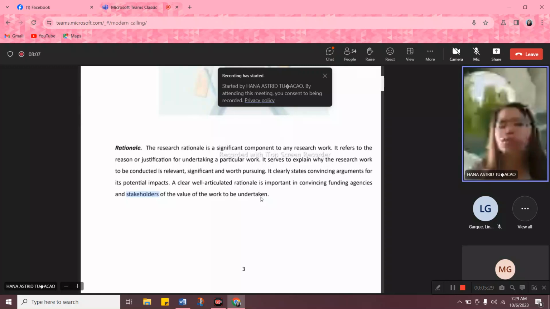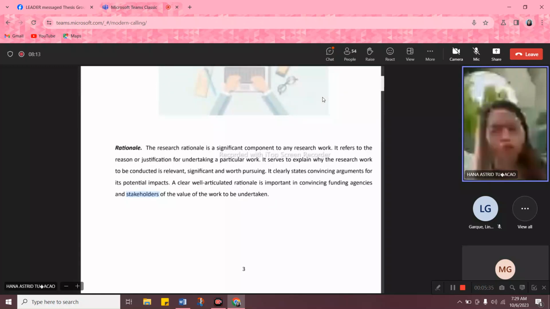So for this case, since we're not asking for contribution or funding from external stakeholders and agencies, then what is the purpose of your rationale? The purpose of your rationale is to convince the panelists. No? Murag ato ang funding agency and stakeholders are the panelists. If they think that the work is really relevant, it's significant, and it's worth to be pursued. Okay, basin magkaskas lang tag time and effort, and dili make sense ang impact sa study.